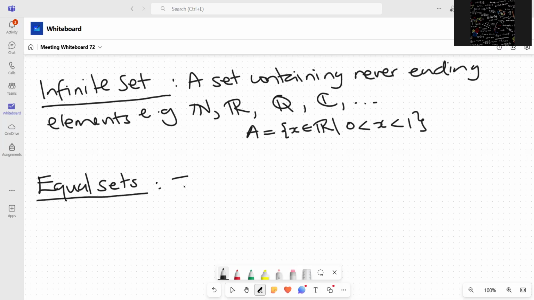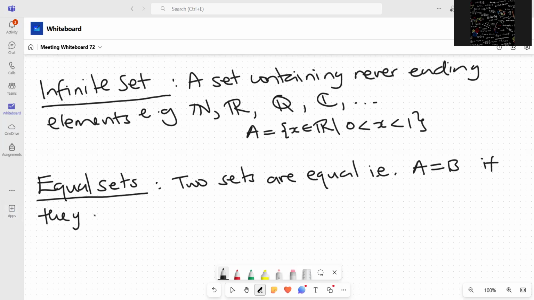So we say that two sets are equal, and we write A is equal to B if they have the exact same elements. So that means if I look at the elements in A, they are all in B. And then if I look at all the elements in B, all of them are in A, then we would say that the two sets are equal.